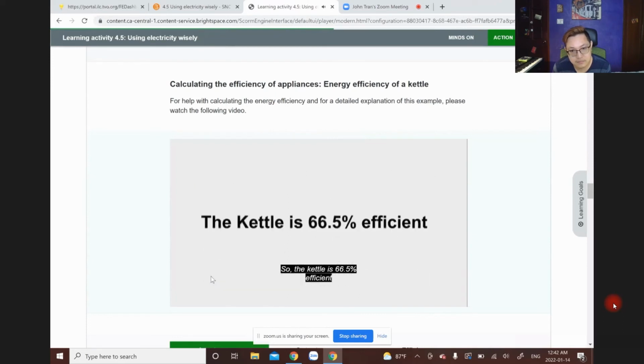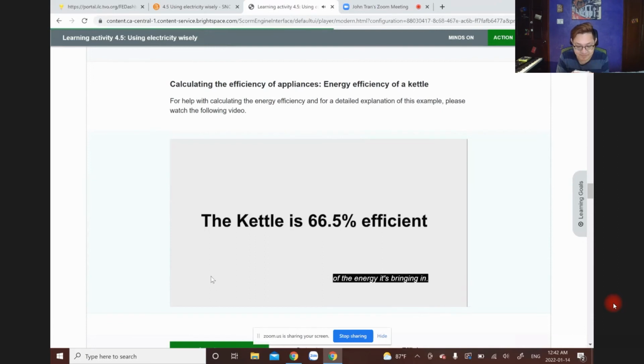So, the kettle is 66.5% efficient, which means that it's only making good use of 66.5% of the energy it's bringing in. The rest is being lost, probably due to electrical resistance and to heating up the kettle itself. This percent efficiency value sounds about right.